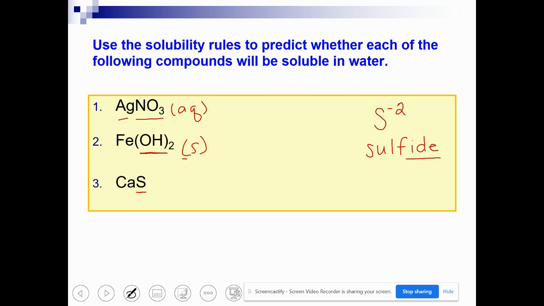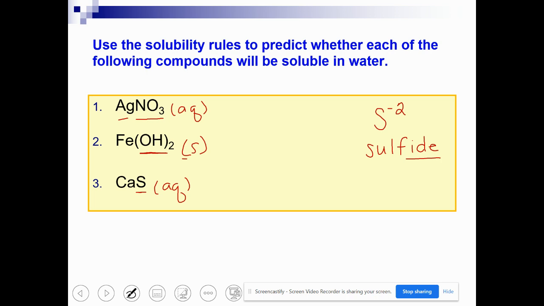So instead of being insoluble, it's going to be an exception to the rule and be the reverse of the rule. It's going to be soluble, and we would mark it with an AQ. So that's how you read the rules. You just find the rule that applies to this compound and read it, and then see if the cation is one of the exceptions or not.